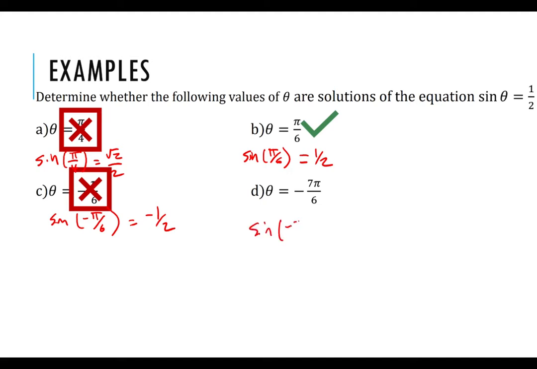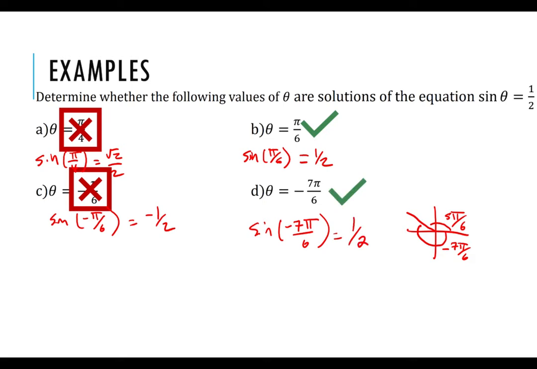Then let's consider sine of negative 7 pi sixth. Well, remember that you're doing clockwise rotations, and so 7 pi sixth actually lives right here, which equates to a coterminal angle of 5 pi sixths. And the sine of 5 pi sixths is 1/2, and so that works out.